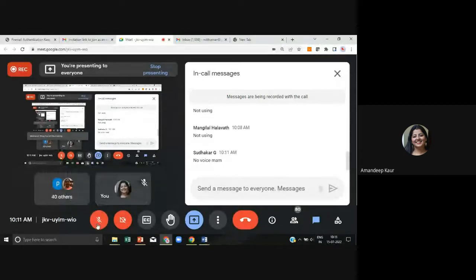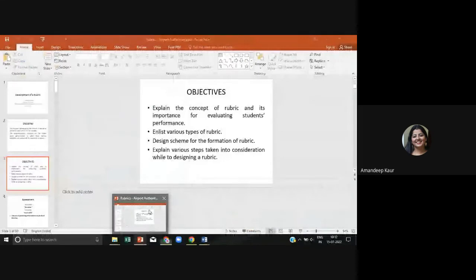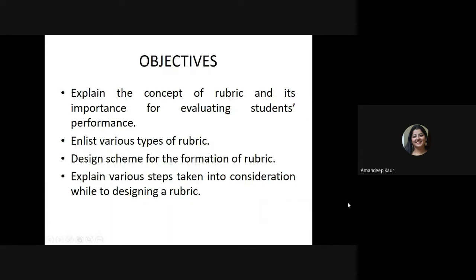We were discussing the different types of design schemes that are available. When it comes to designing this type of rubric sheet at institute level, we need to decide that this is the standard format on the basis of which we are going to design this evaluation tool.